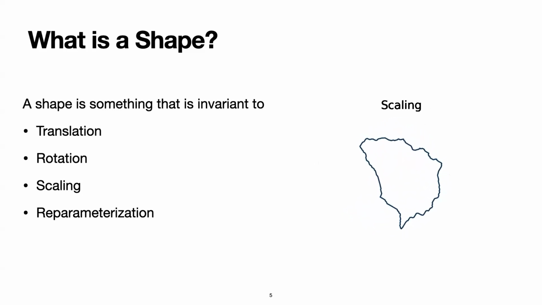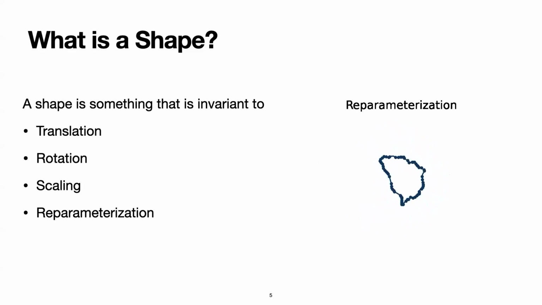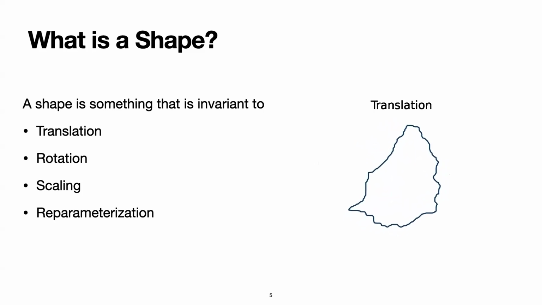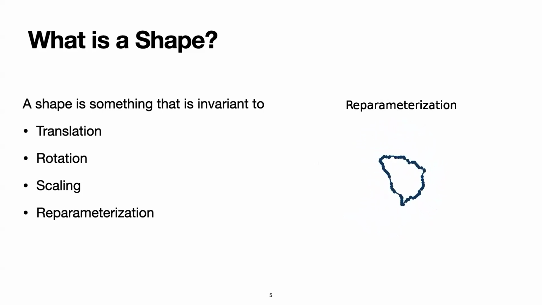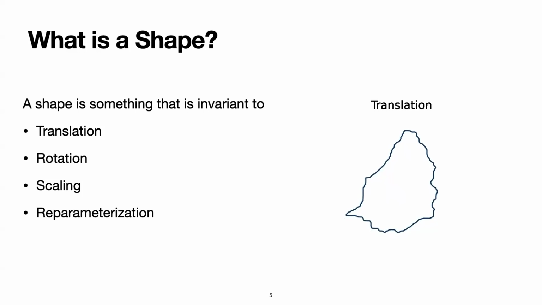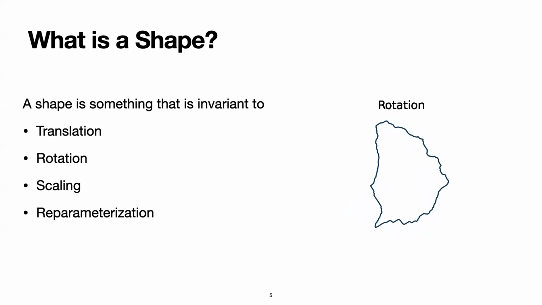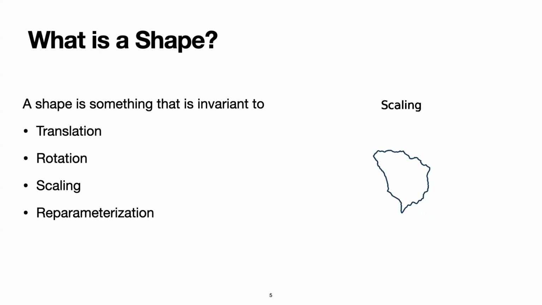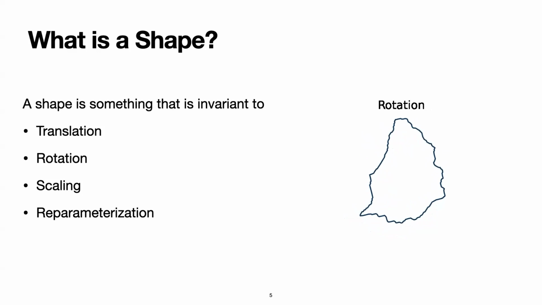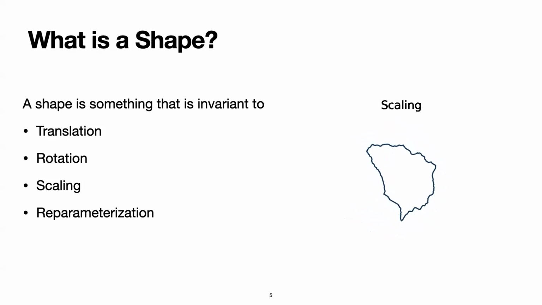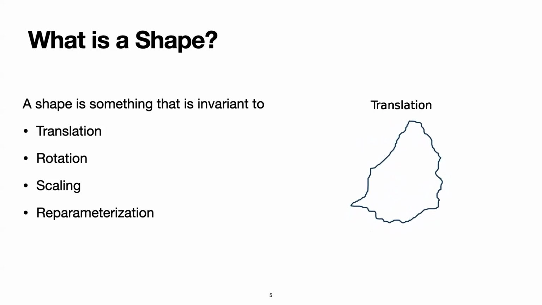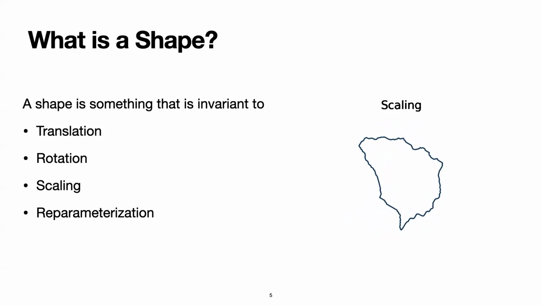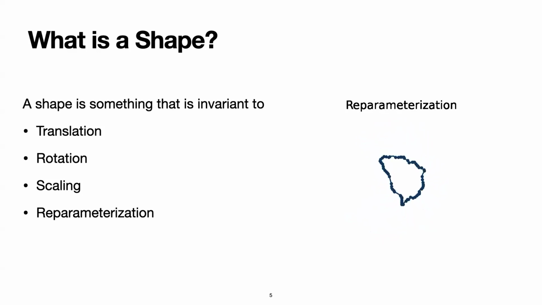Translation may be just that the image is shifted a little bit. Rotation, maybe the camera was rotated a little bit. Scaling, the camera was closer or further away. And reparametrization is a measure of how we choose to sample the outside of the shape. So ideally, a shape is something that no matter how you change any of these things, the shape is still measured as being the same.